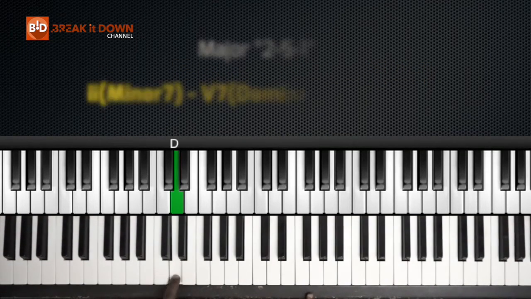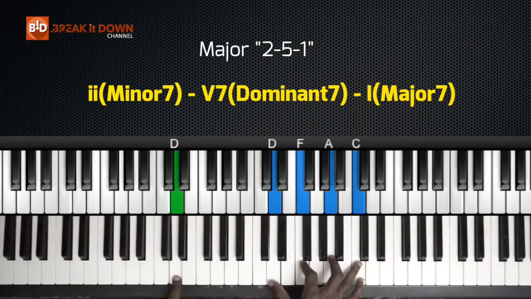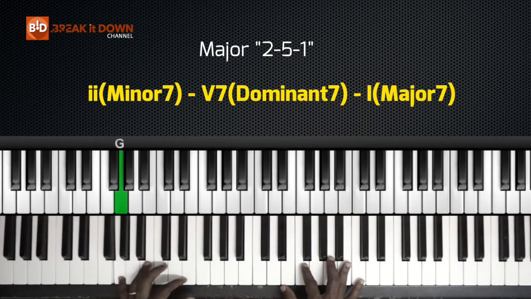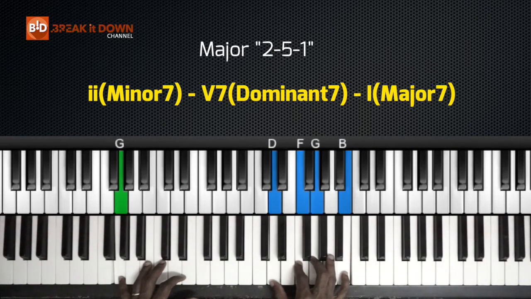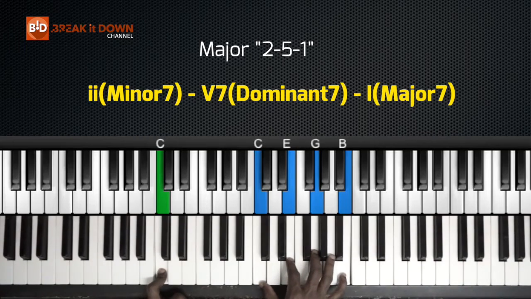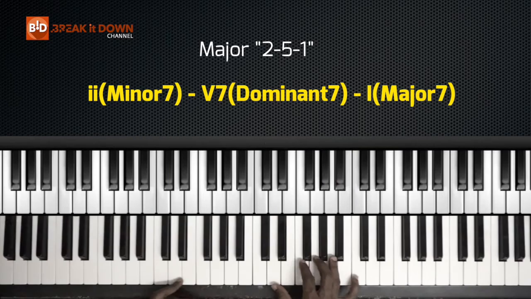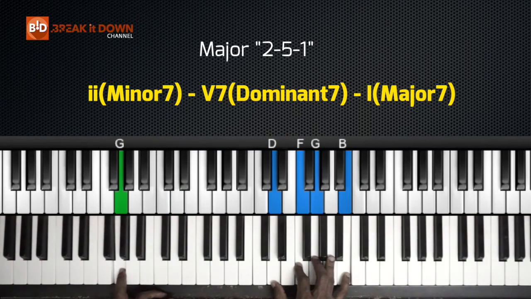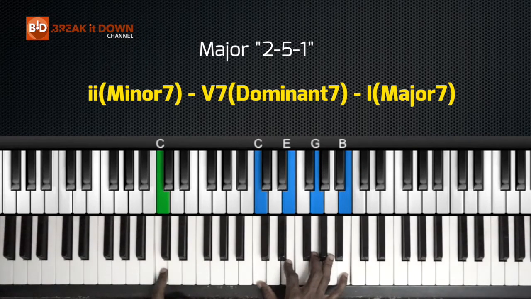So on our 2, we'll play a D minor 7. On our G, which is a 5, we'll play a dominant 7. And on our 1, which is a C, we're going to play a major 7. So that's the 2-5-1 major. D minor 7, G dominant 7, and a C major 7.